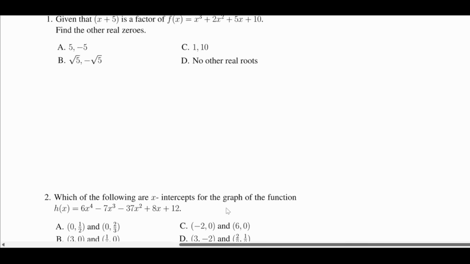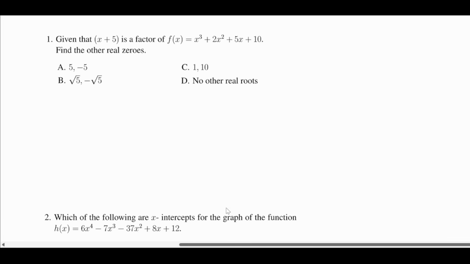Now we begin with the first question. It says, given that x plus 5 is a factor of f of x equal to x cubed plus 2x squared plus 5x plus 10, find the other real zeros.